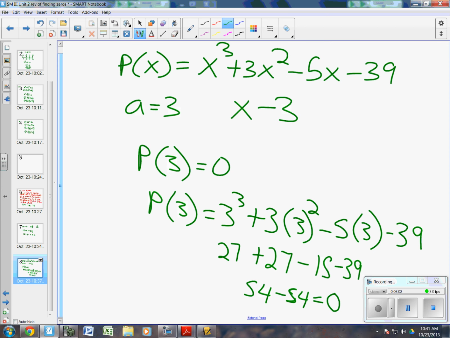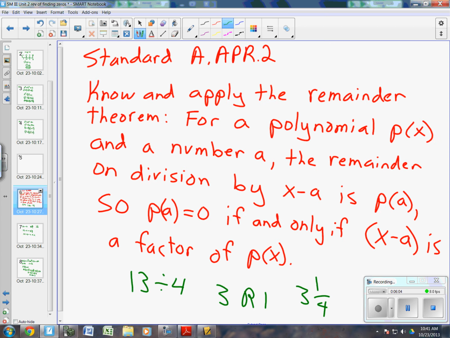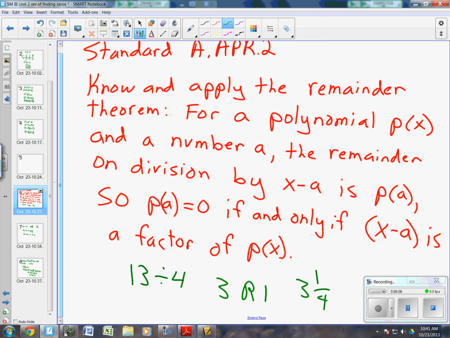Okay? All right, so going back to this definition, let's finish reading this definition. It says, the remainder on division by x minus a is p of a, so that p of a equals 0, if and only if x minus a is a factor of p of x. So that completes it. We're saying that x minus 3 is a factor. We're saying that 3 is a root. Therefore, x minus 3 is a factor of p of x. Got it? Yes.